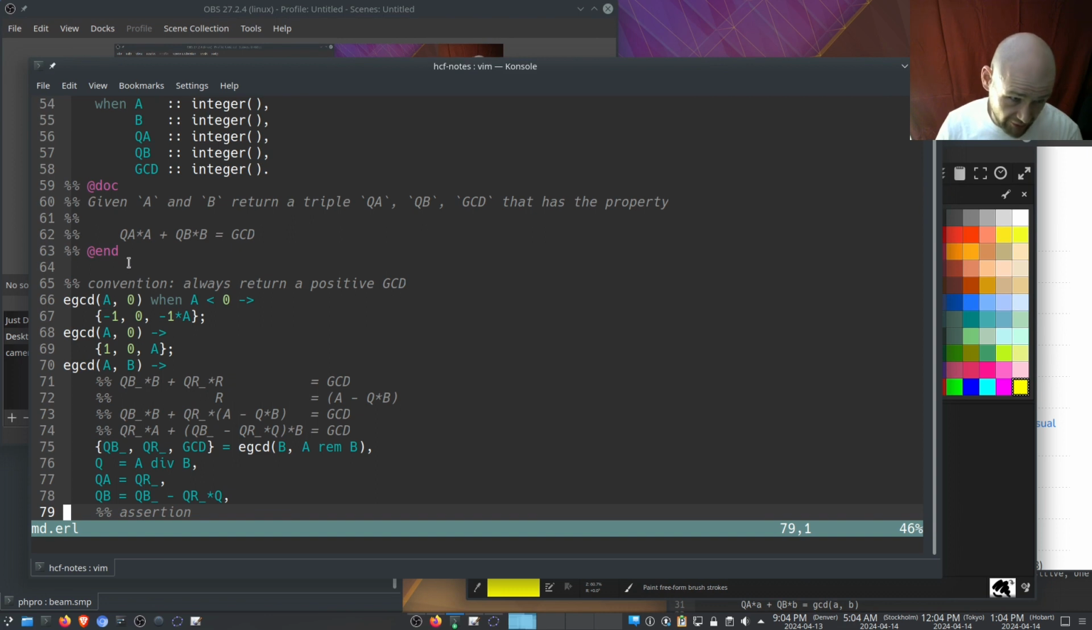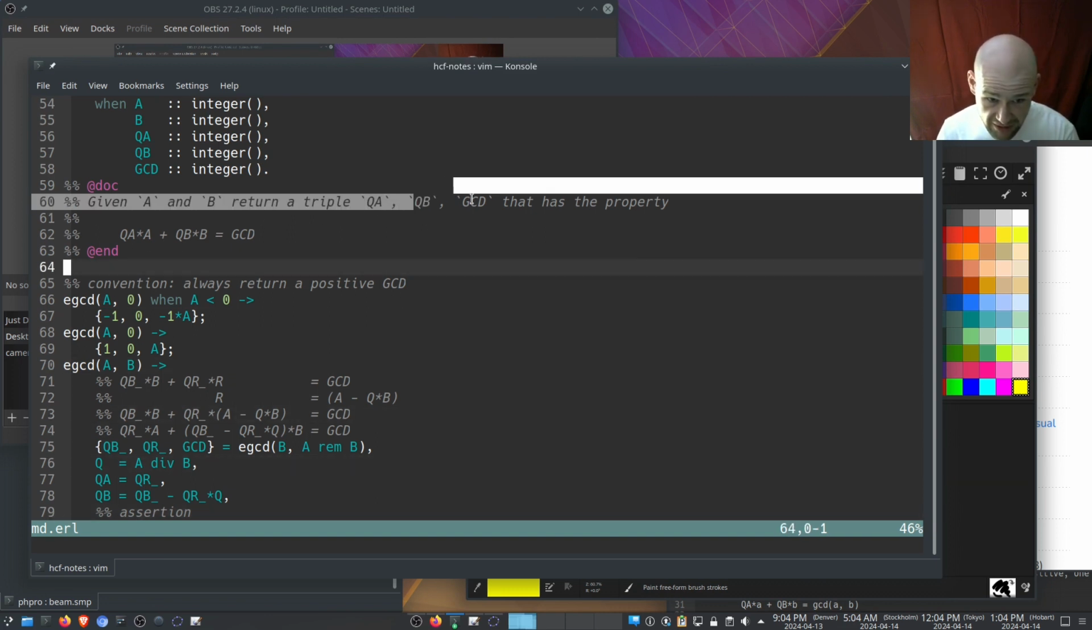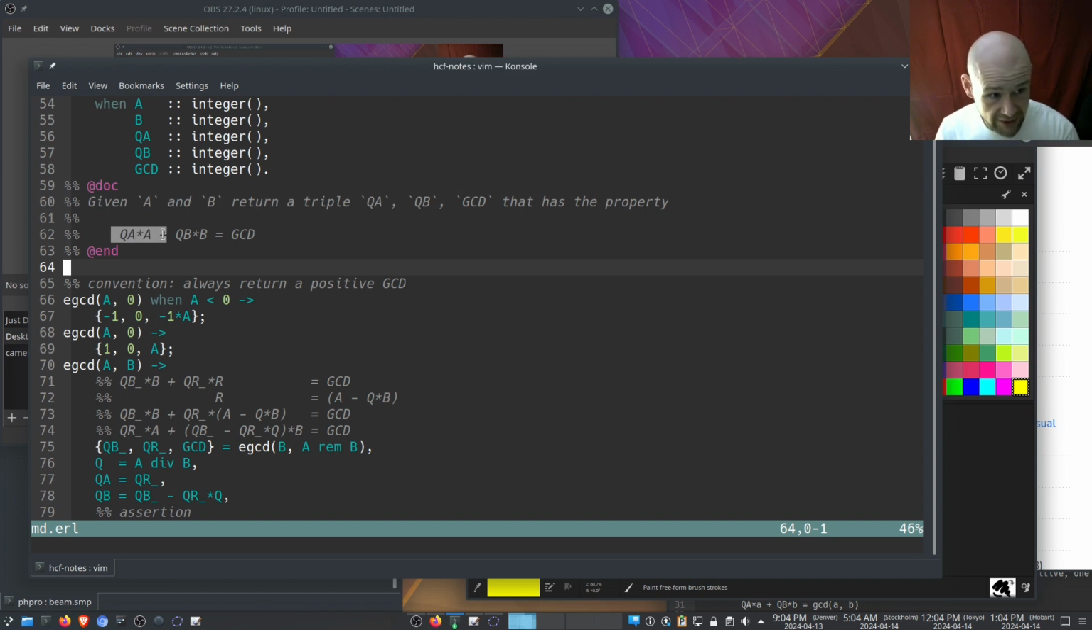All right, so again, what we want to do is return a triple QA, QB, and GCD that has the property QA times A plus QB times B is equal to the GCD. So convention, remember, GCD of anything with 0 is the thing, but we're always returning a positive GCD. So if we're given a negative number, we return minus 1 times A plus 0 times B, which is minus 1 times A, which is the GCD. Write that down on a piece of paper if you don't believe me.